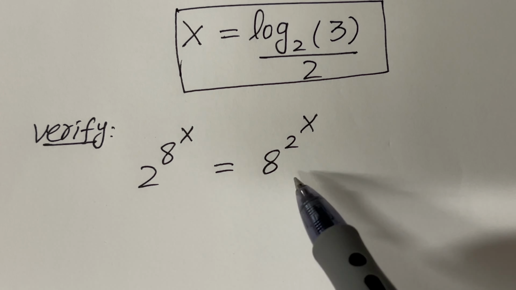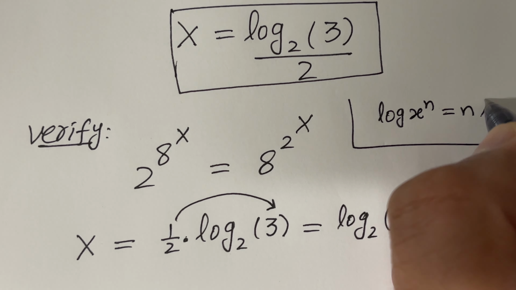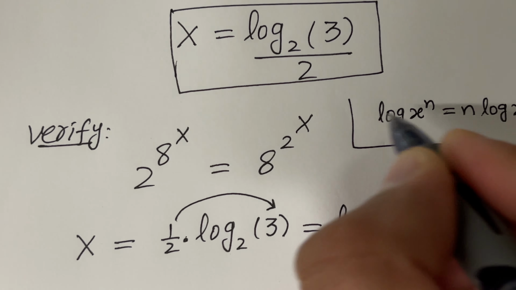Because we had divided by 2, I can just pull it out up front. Now there is a property of log. If you use that property, you can move the number that is up front to the exponent of the base, so that will be log base 2 of 3 raised to the power 1/2. I'm using this property here: log of x raised to the power n is n log of x.